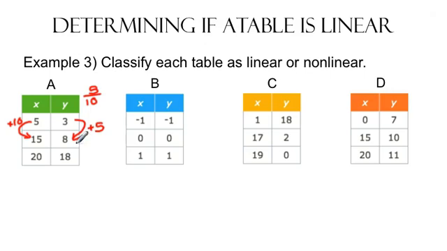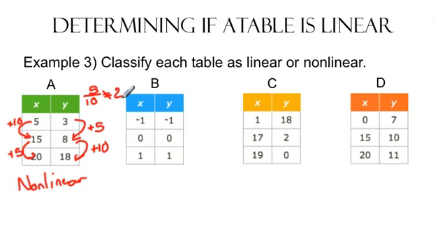And now let's look at these 2 points. 8 to 18, well, we've added 10. 15 to 20, well, we've added 5. 10 divided by 5 is 2. 5 divided by 10 is not equal to 2. So this has a different slope between this point and this point, and this point and this point. Since the slope is not the same everywhere, we would say that A is nonlinear.